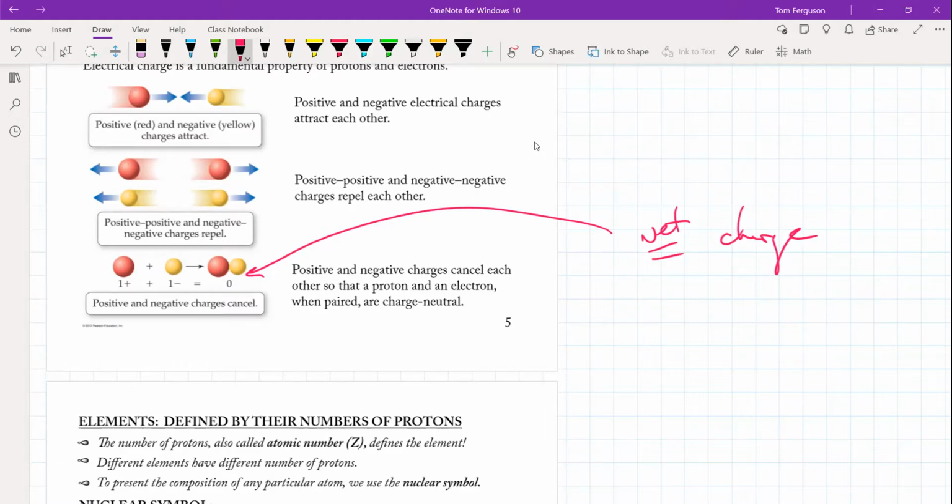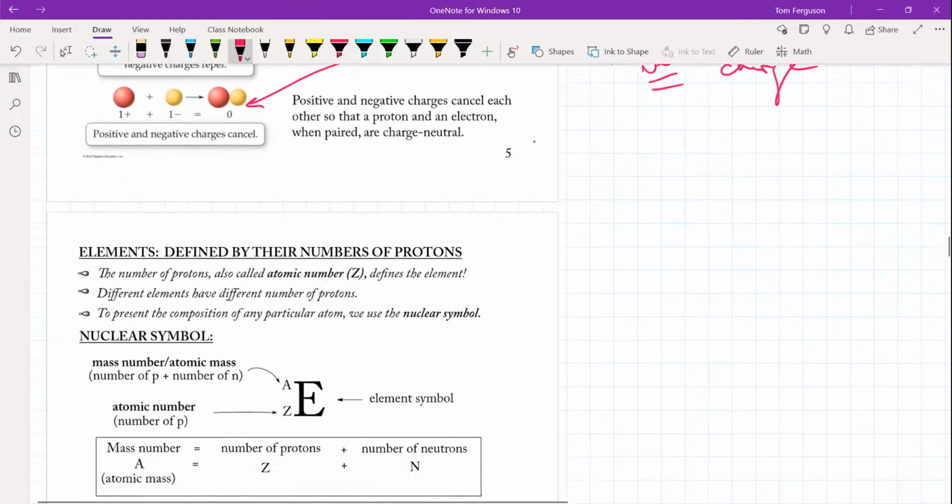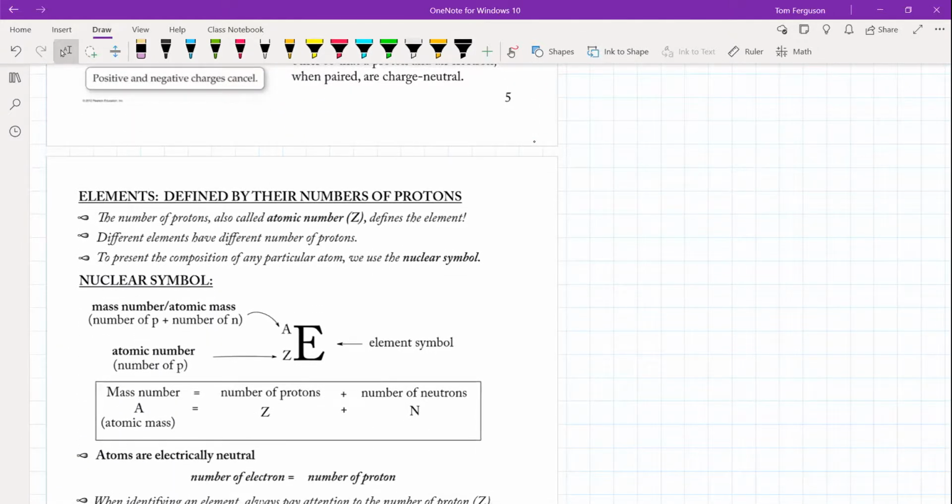I already mentioned this, that the element is defined by protons. Change protons, you change elements. Okay? And that is usually, we talk about the Z number. Atomic number defines the element. And this is really crucial.